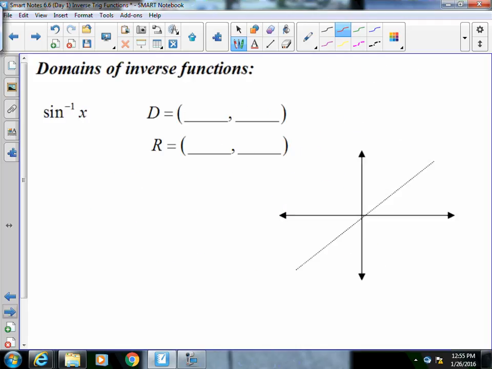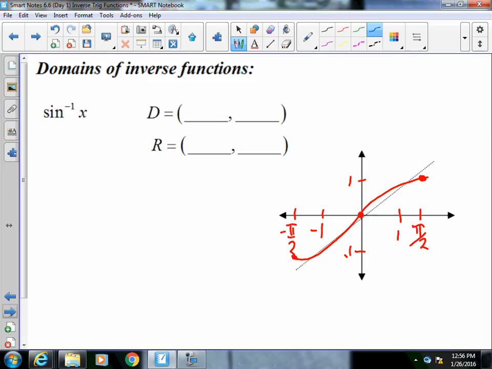Before we can jump straight to domain and range of inverse sine, we're going to graph it. So if we talk about regular sine, we know that sine crosses through 0, 0, is at negative 1 at negative pi over 2, and is at 1 at pi over 2. So it looks something like this for our regular trig function. That's the red.